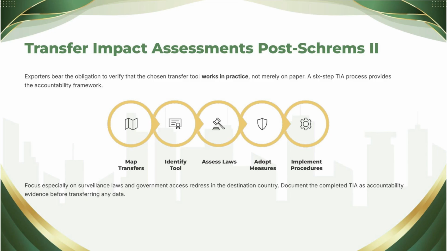Two practice notes from the field. First, assess the importer's lived experience. Has it received government access requests? Can it document its history? The 2021 SCCs actually oblige importers to help with exactly this. Second, write everything down. The TIA is accountability made concrete. When a regulator asks, "How do you know this transfer is safe?" the answer is a document, dated, reasoned, reviewed. Or the answer is a shrug, and shrugs are expensive.